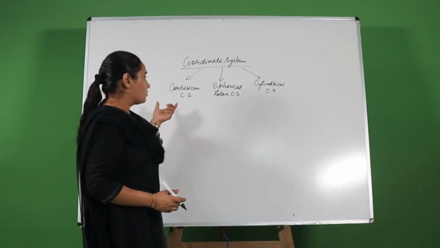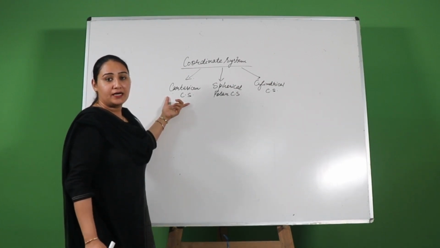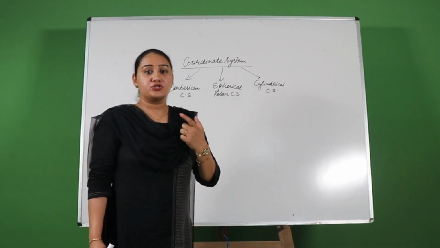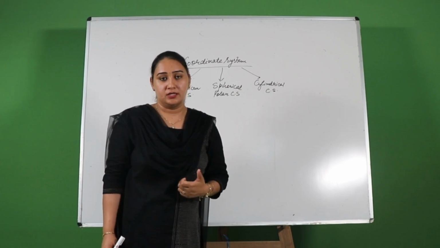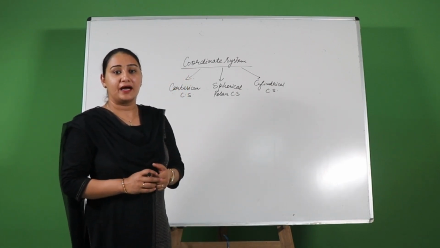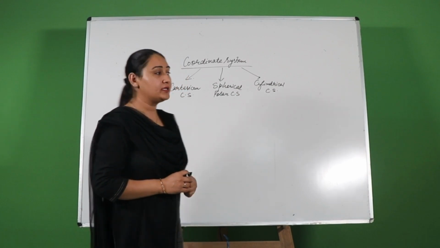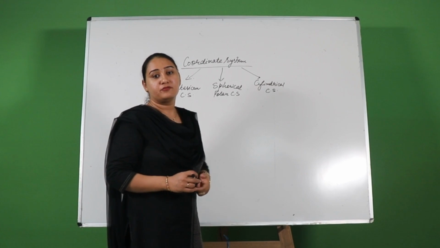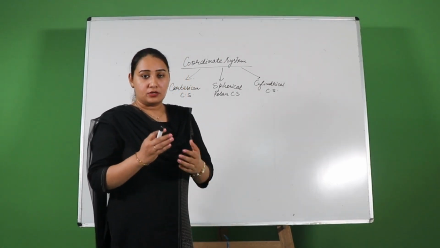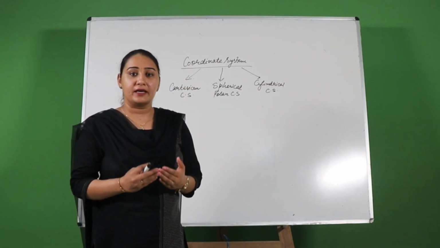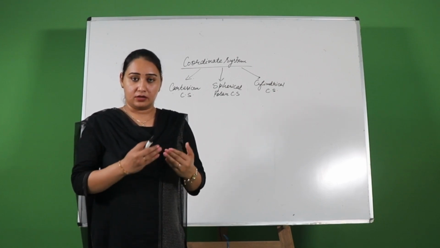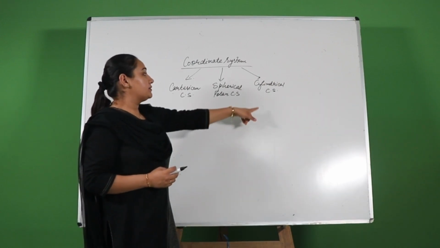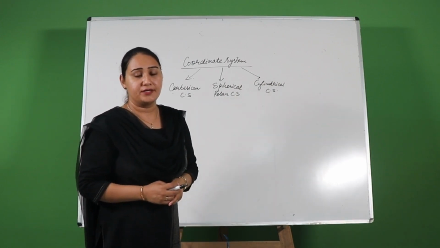First we talk about Cartesian coordinate system. Cartesian coordinate system will be used for those problems which don't require any symmetry. In that type of problems we will be dealing with Cartesian coordinate system. And spherical polar coordinate system will be used where the problems have spherical symmetry. In those problems we will be using spherical polar coordinates. And then third is cylindrical coordinate system.